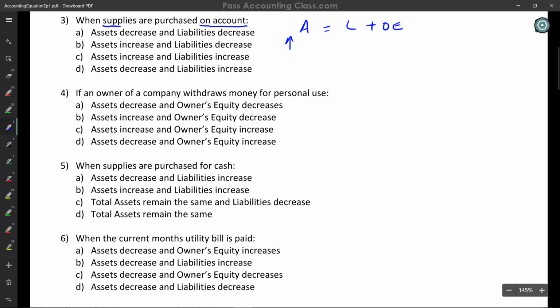And when we purchase on account, that means that we owe. So we owe the money for these supplies. And when we owe somebody, that's a liability. So that means that we have more liabilities than we did before. So our liabilities are going up. So assets increase, they didn't decrease, and liabilities increase, they didn't decrease, so A is wrong. Assets increase, that's correct, but liabilities increase as well, so B is wrong. Assets increase and liabilities increase, that is our answer. So we had it right here. And assets decrease, that's not true, but liabilities did increase, so D is wrong.